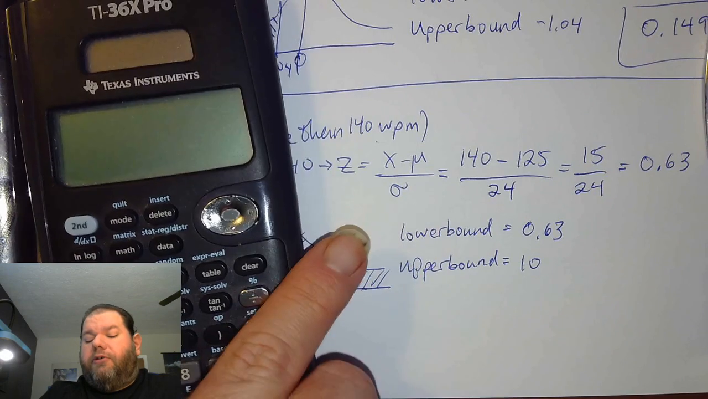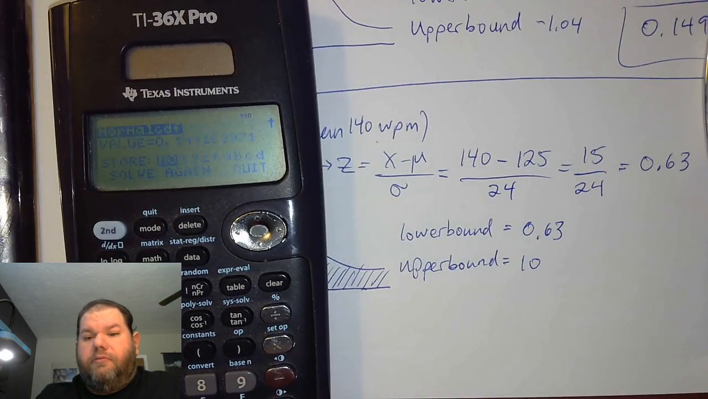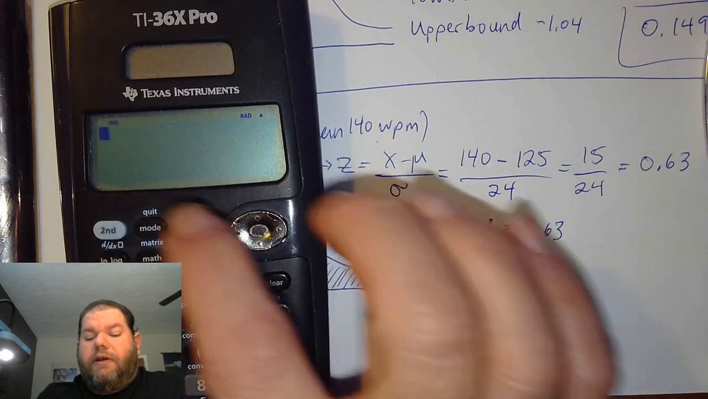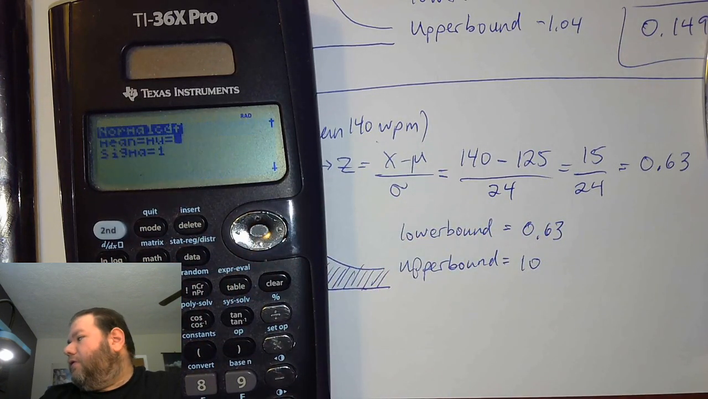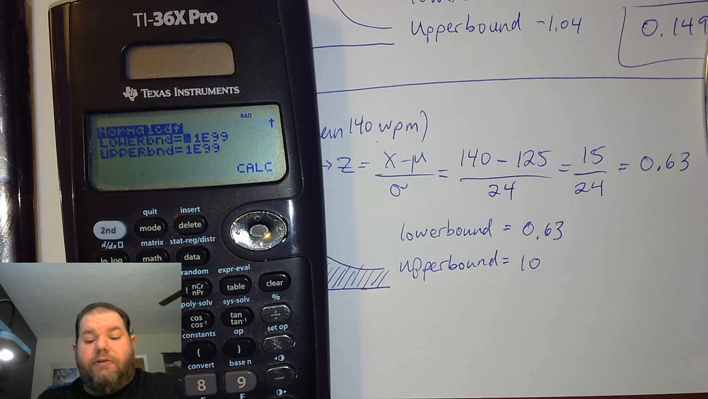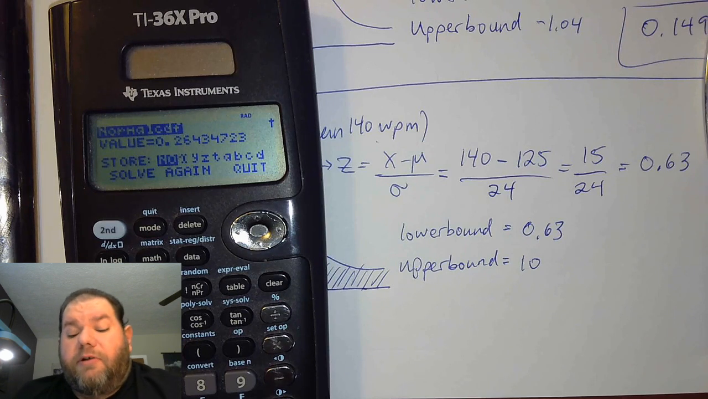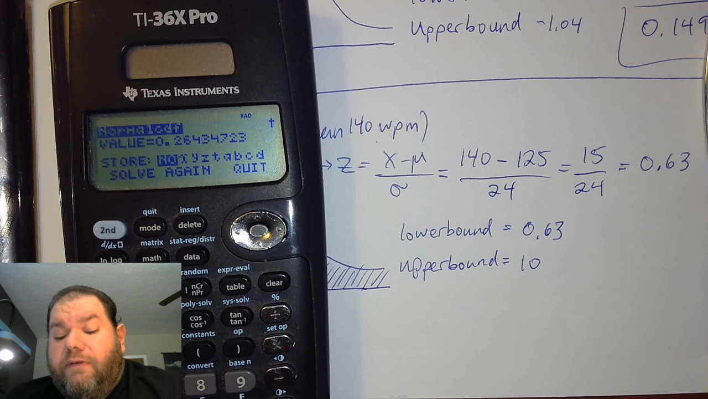Now we can go into our calculator. Second, data, arrow right, down to CDF. Mean is 0, standard deviation is 1, so we just press enter. Now for the bounds, we put 0.63. And actually, you don't have to put the 0 point, you just put a 0.63 if you like. I'm just being formal. And then 10 for the upper bound, and then calculate. And we should have our probability, 0.2643.